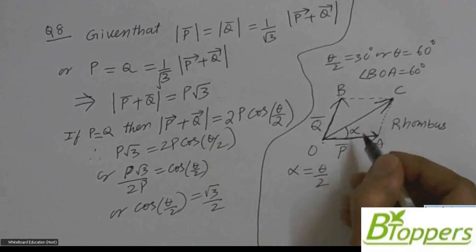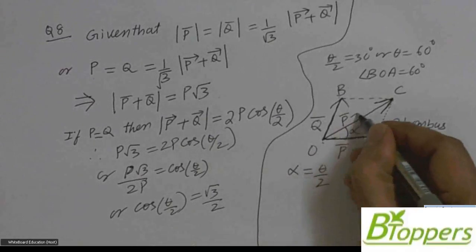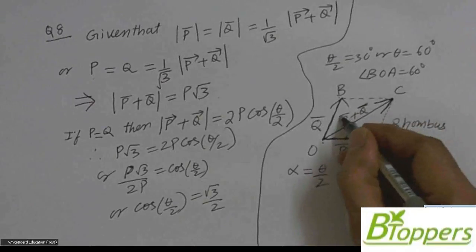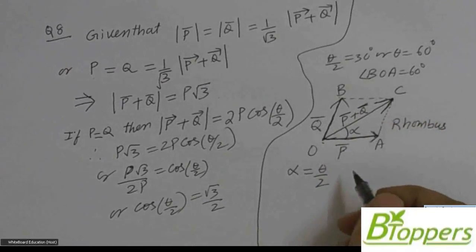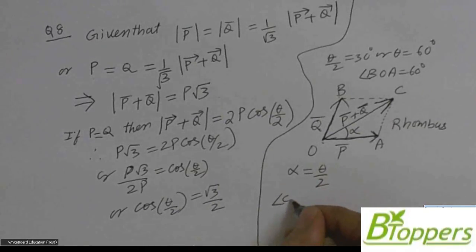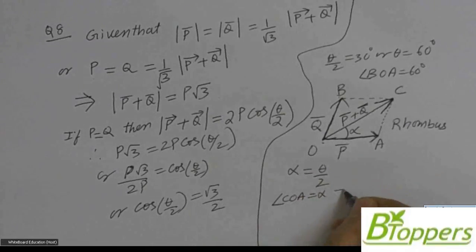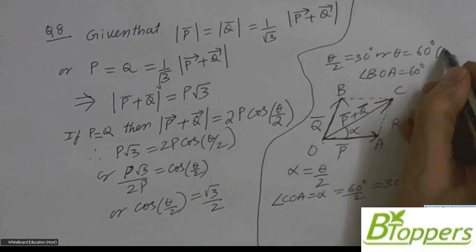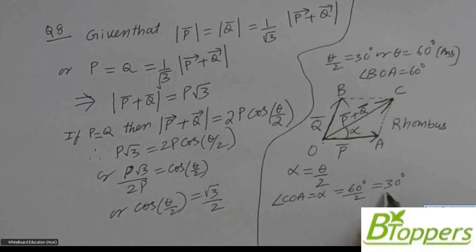Here alpha represents the angle made by the resultant of P bar and Q bar with the first vector P bar. That is angle COA equal to alpha. That is theta by 2. That means half of 60 degrees. That is 30 degrees. Therefore, in the given question, the angle between P bar and Q bar is 60 degrees. That is one of the answers. The angle between P bar and resultant of P bar and Q bar is 30 degrees. That is the answer for second part of the question.